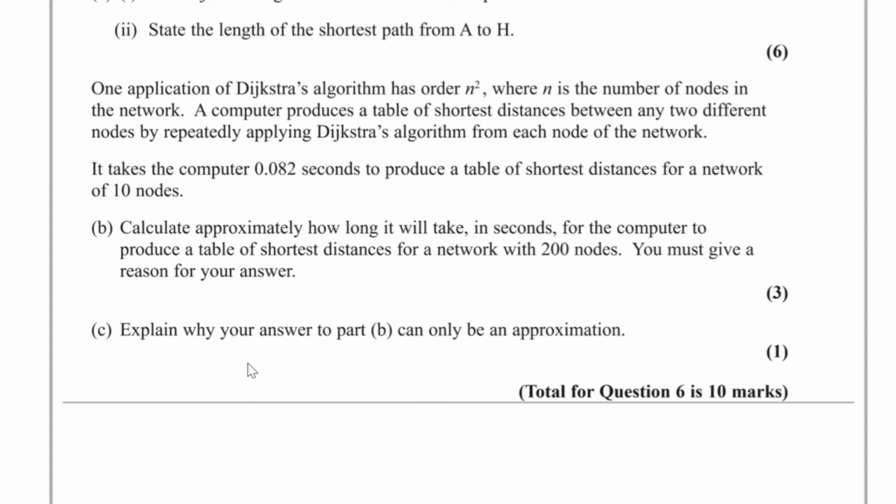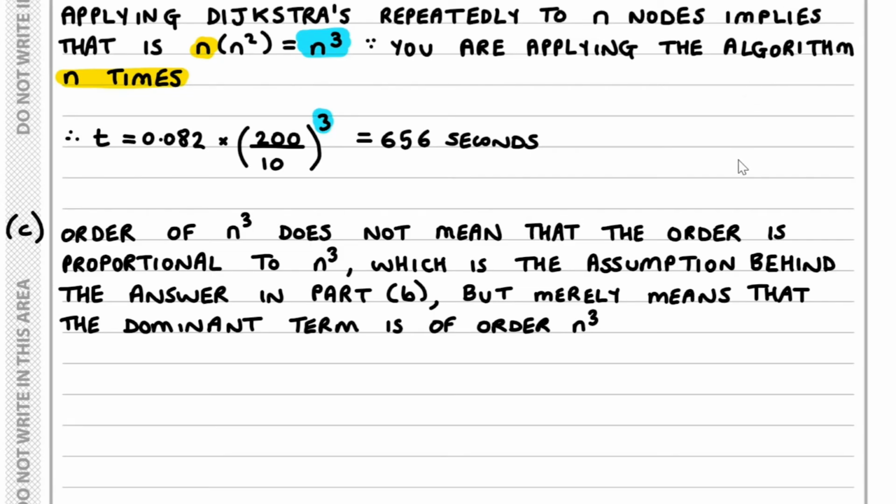Now for part C, we have to explain why our answer to part B can only be an approximation. Well, the order of n cubed does not mean that the order is proportional to n cubed, which is the assumption to what we found in our answer to part B, but it merely means that the dominant term is of order n cubed.